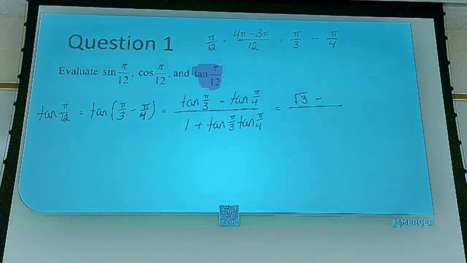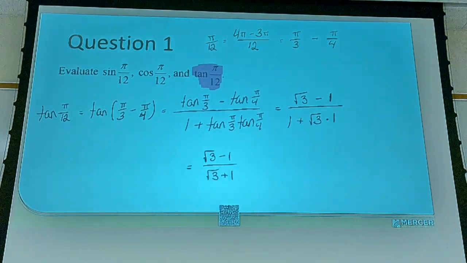This is the easiest one. It's just 1. Pi over 4, sine and cosine are equal, which is nice. And then over 1 plus root 3 times 1. And also, again, make it symmetric. Root 3 minus 1 over root 3 plus 1.